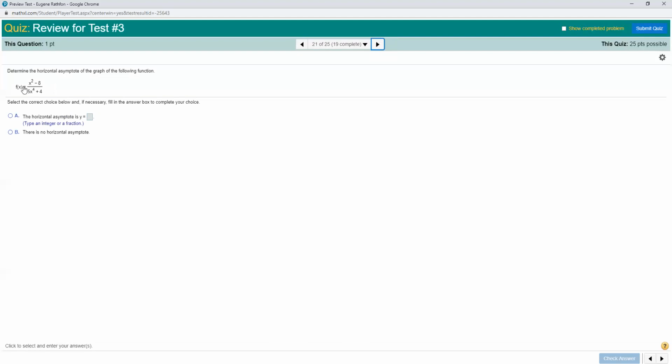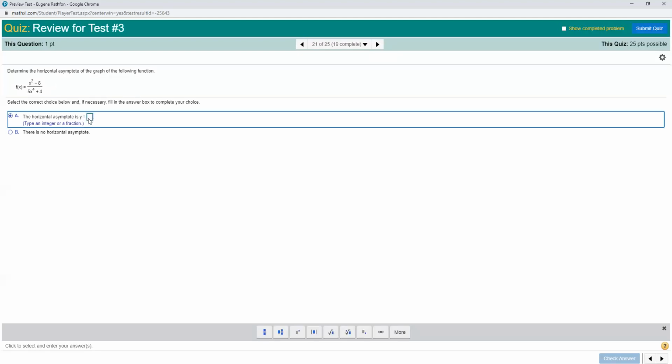So the top has an x squared, degree 2. The bottom has an x to the 4th, degree 4. 4 is bigger than 2, so the bottom is greater. So this is just going to be y equals 0. So anytime the bigger is on the bottom, you go y equals 0, and then you move on.